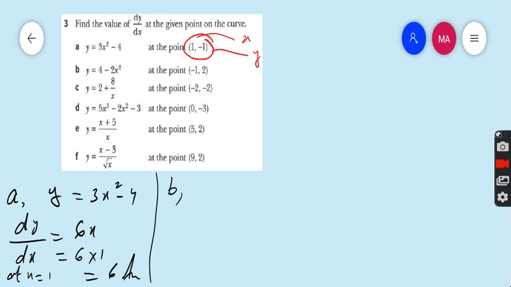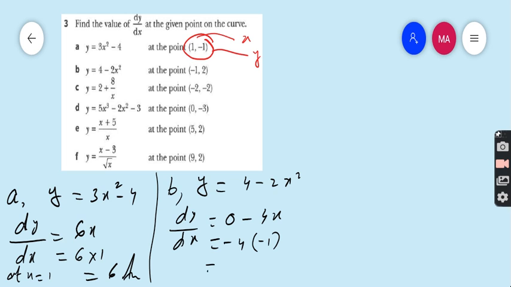Hope you understand. Part B. y = 4 − 2x². So dy/dx: the derivative of 4 is 0, and of −2x² is −4x, and the given point is (−1, 2). So we have to put −1 because the first value is x. Minus times minus is plus, 4 ones are 4. Answer of part B is 4.